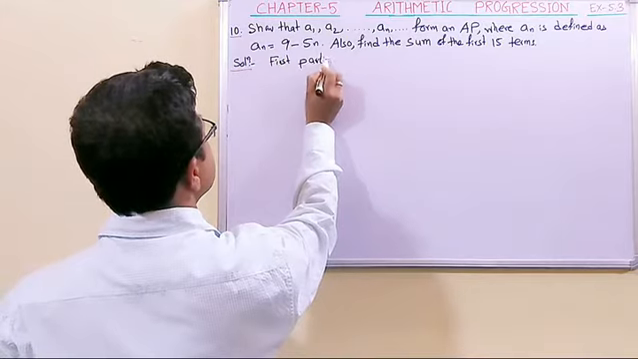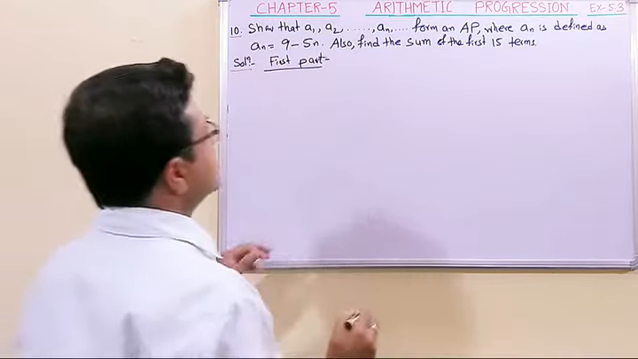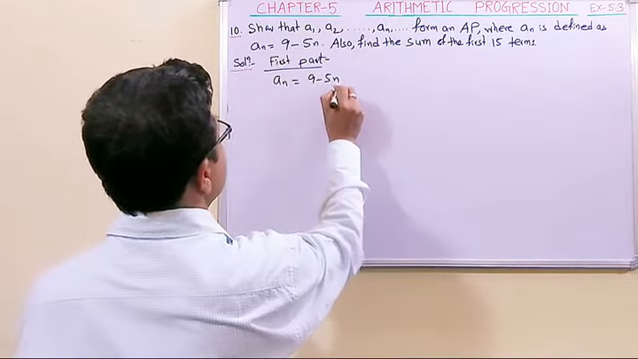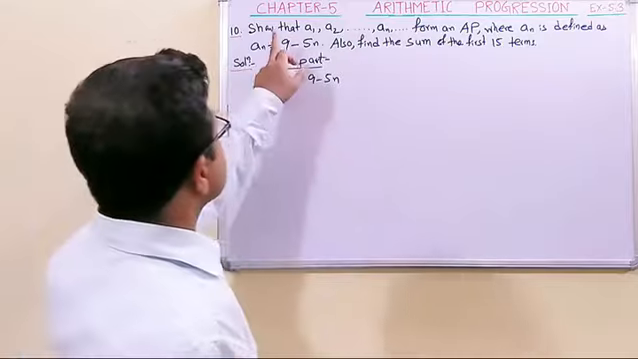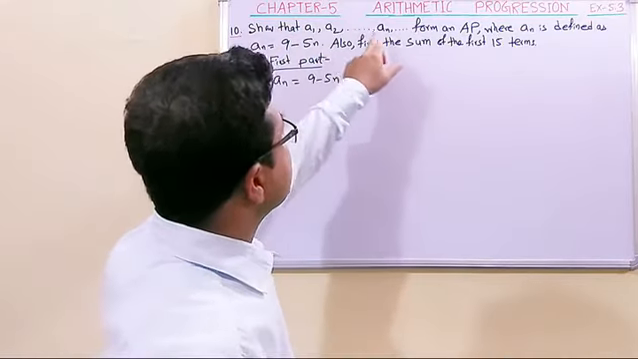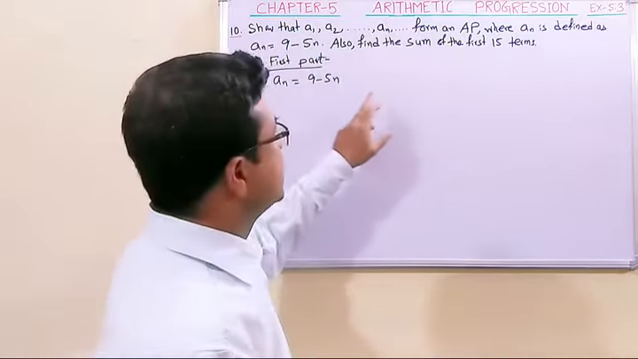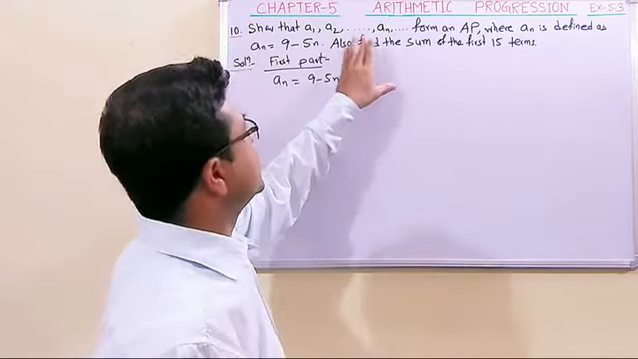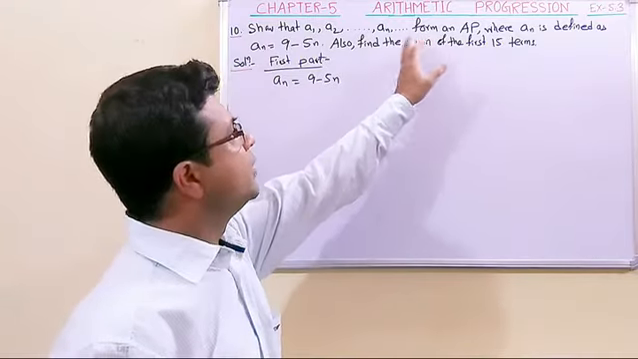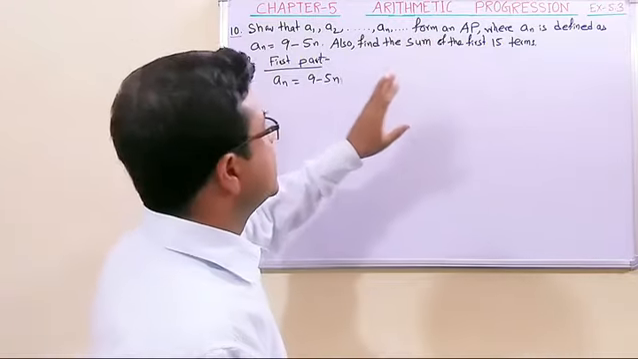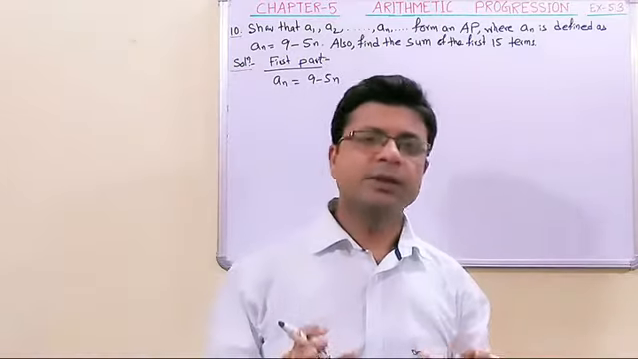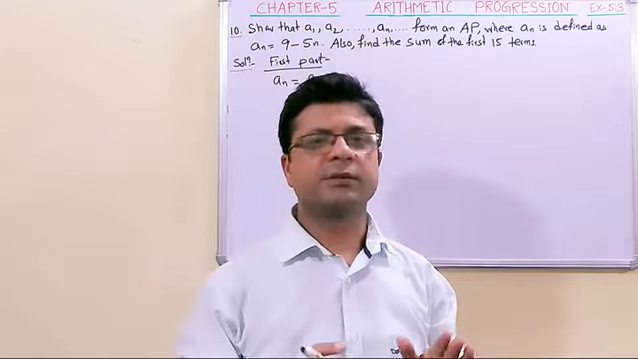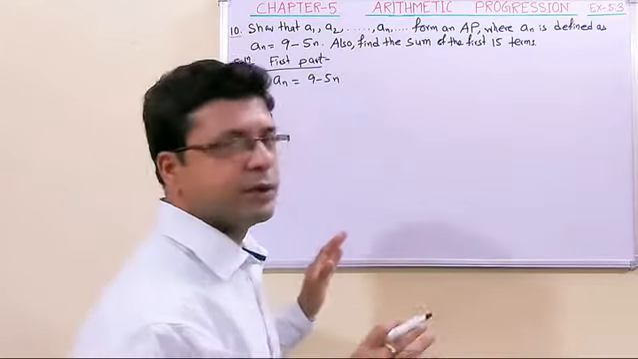Okay, let us solve the first part. Now here the nth term is given as 9 minus 5n. The question is to show that the terms are in AP. Here only the nth term is given. It is not said about the nature of the progression. We have to prove that it is an AP. So how can we prove? The rule is that the difference between two consecutive terms must be the same. So let us find a few consecutive terms here.